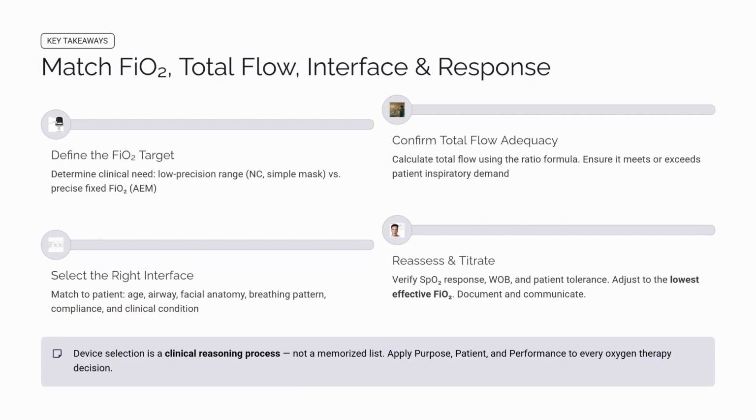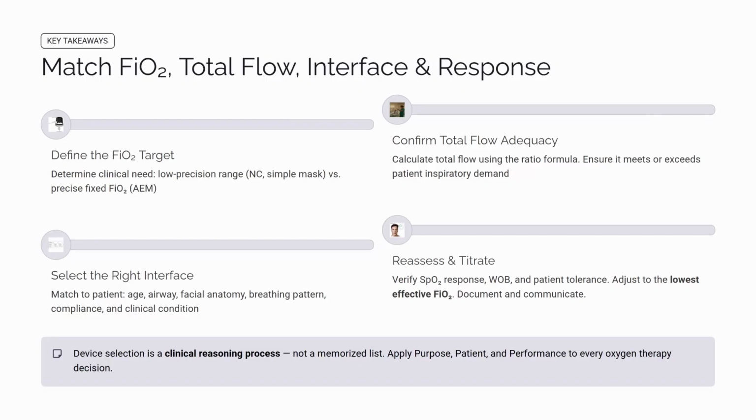Define the FiO2 target based on the oxygenation goal. Confirm total flow is actually adequate for this patient's inspiratory demand, not just adequate on paper. Select the interface that matches their age, airway, breathing pattern, and clinical condition. And then reassess. Check SpO2, work of breathing, and comfort. And then titrate to the lowest FiO2 possible that gets the job done.